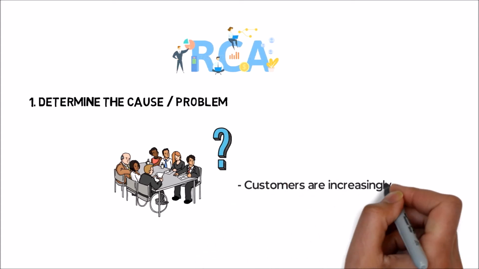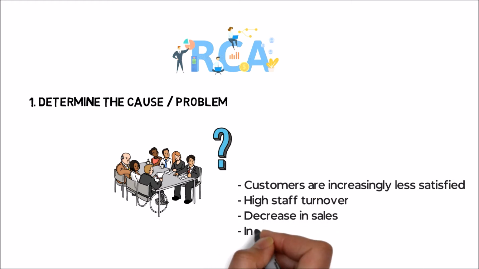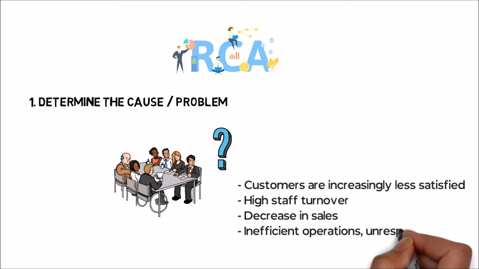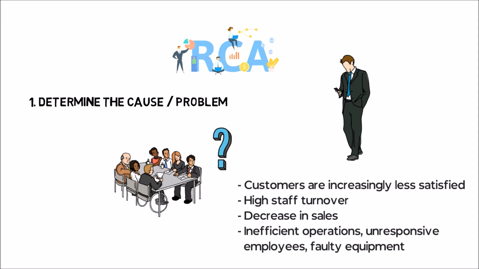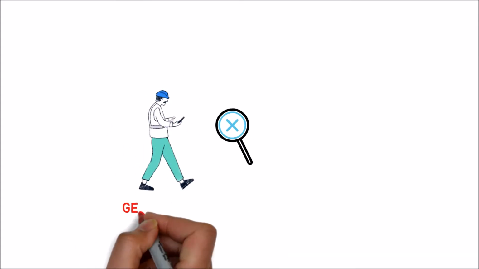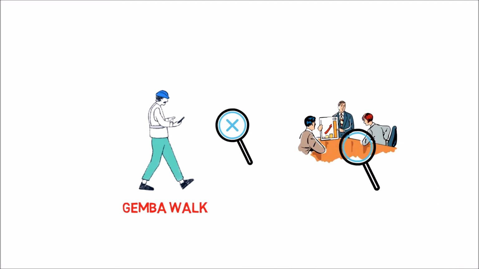Customers are increasingly less satisfied. High staff turnover. Decrease in sales. Inefficient operations, unresponsive employees, faulty equipment. Many business owners and managers are unaware of the full extent of waste and other difficulties in their operations. To locate trouble areas, you should do a Gemba walk. This is a thorough inspection of your plant or workplace, also known as a walkthrough.